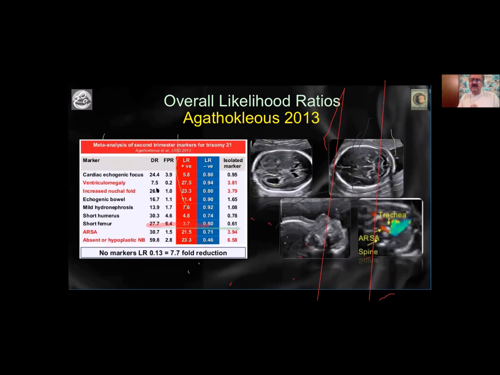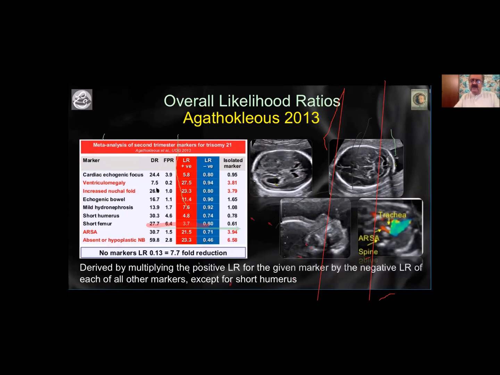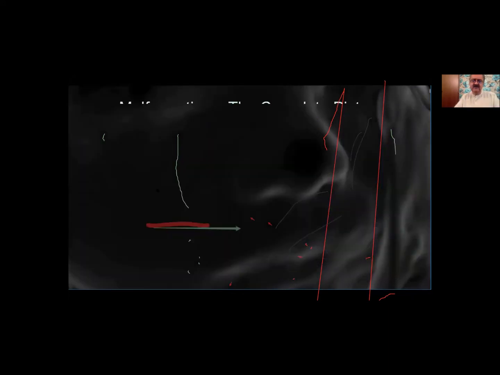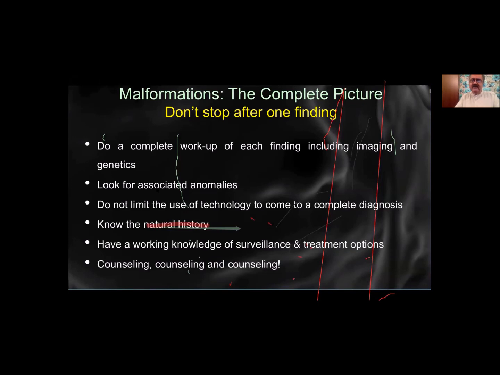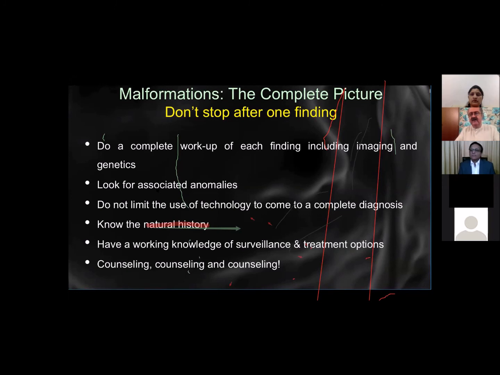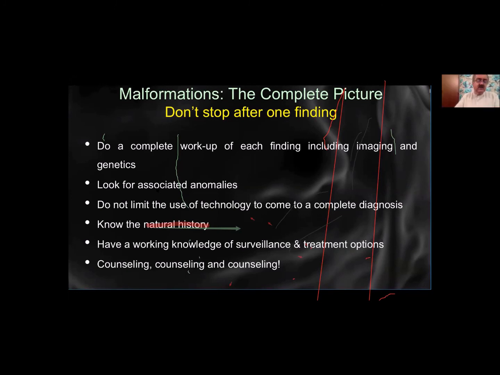But this chart you have to keep on using, and remember that the more the findings, the greater the chance of a problem. The lesser the finding, the lesser the chance of a problem. So basically, to wind up the formal part of this talk, we do a complete workup of each finding, including imaging and genetics. We look for associated abnormalities. We don't limit the use of technology to come to a complete diagnosis. We remember the natural history and the newer advances in knowledge that are there. And then it's counseling, counseling, and counseling, and let the patient decide for themselves on what they would like to do.